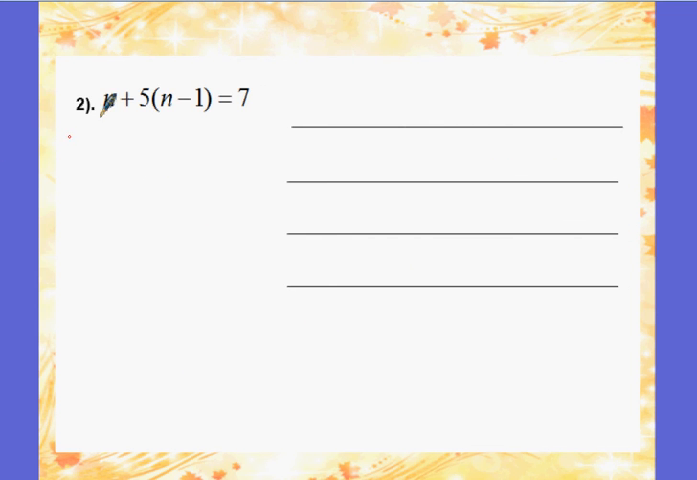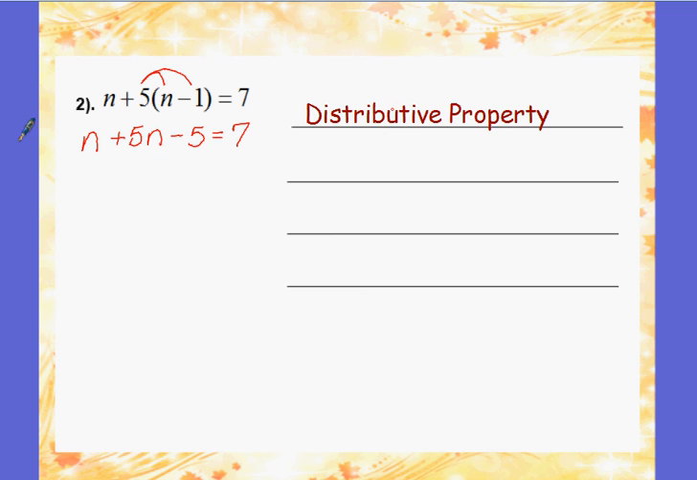Okay, once again, I see grouping symbols here, and although n and n are like terms, I cannot combine them yet. So let's distribute this 5. So I have n plus 5n, and 5 times negative 1 is negative 5, and that's still equal to 7. My first step, I used the distributive property. Now, this equation is slightly different from example 1. I see that I have n, this is really 1n, plus 5n more. If I combine like terms, I have 6n minus 5 is now equal to 7. I just used combining like terms.